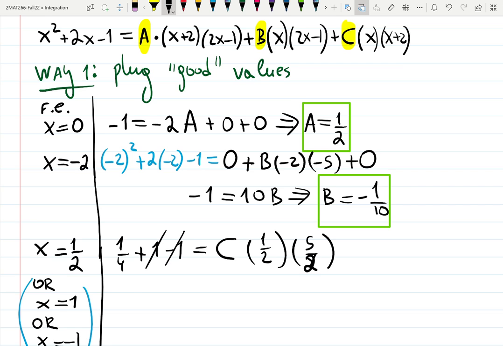Calculate. 1/4 equals C times 5/4. Multiply by 4 over 5, and C becomes, the 4s cancel out, 1/5, I think.